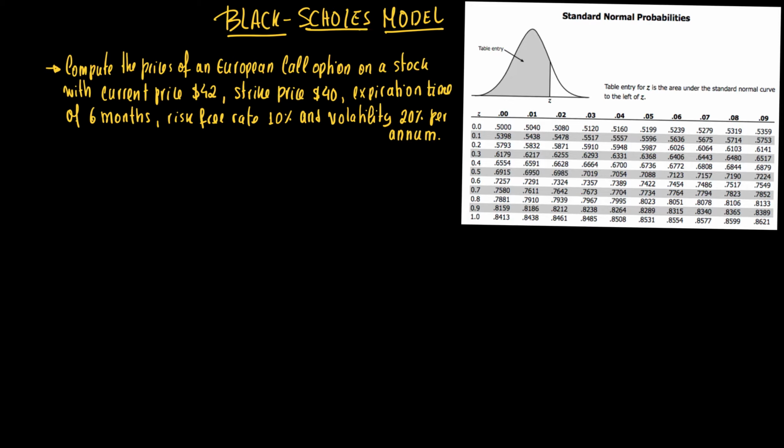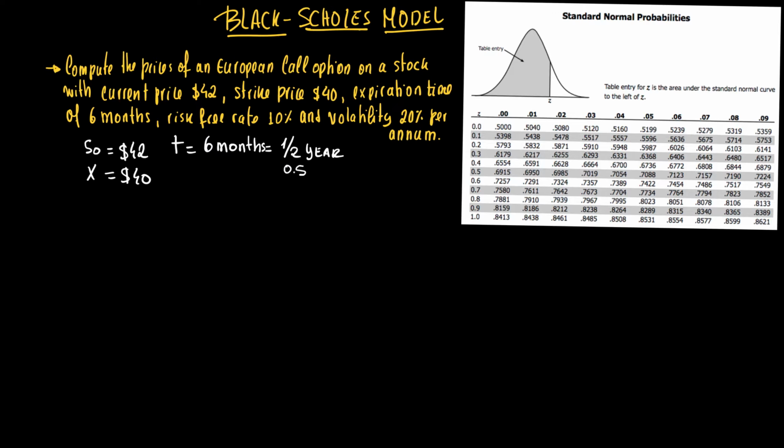We want to compute the price of a European call option on a stock with a current price of $42. So the current stock price is $42. The strike price is $40. The expiration date T equals 6 months, and we already know that we always convert months to years. So this is half of a year, or 0.5.